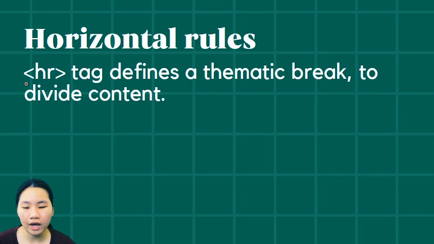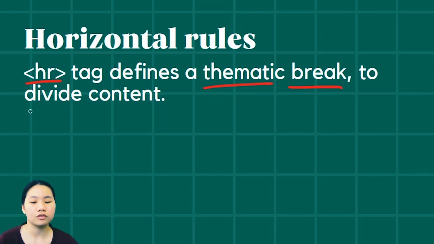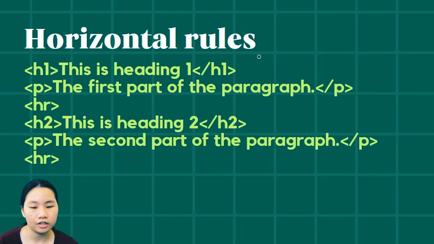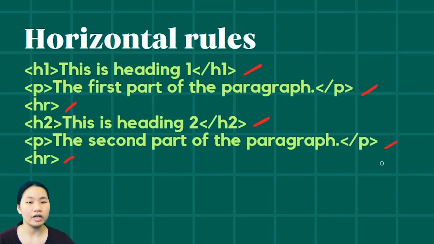So first off, we have HR. This is a thematic break. You can use it to divide content into different sections. So this is how you use it. First, you have the headings, and then you have the paragraph with the P tag, and then a thematic break, HR tag, and then another heading, another section, another paragraph, and another break, another division. I will showcase all of this in a later part.